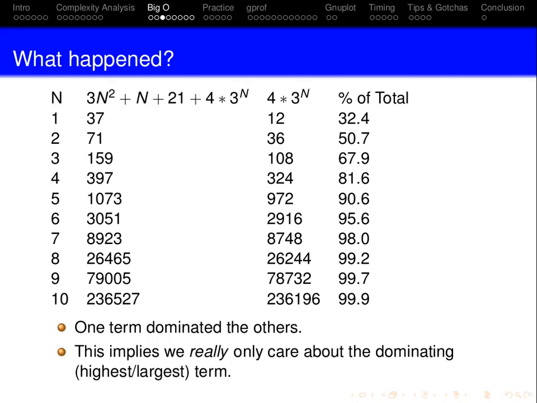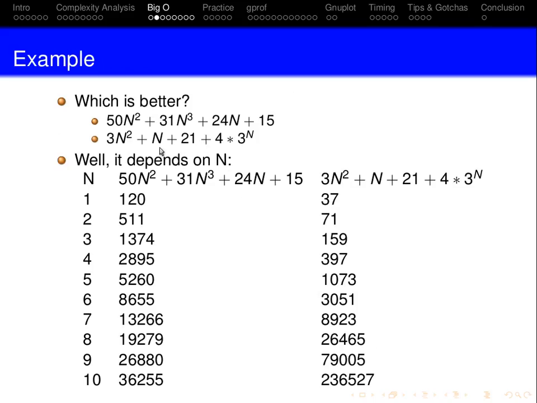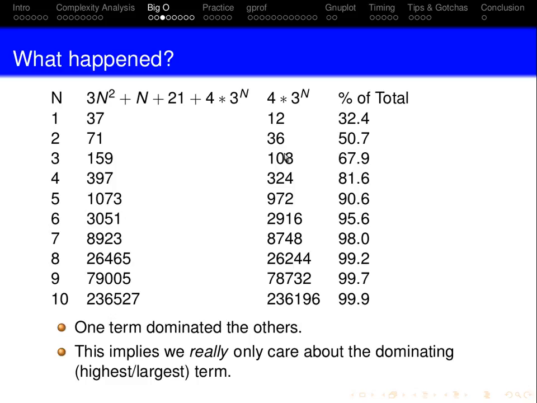Real quick, just to make sure why this is the case. When it comes down to it, in general, one term is going to dominate the other terms. Notice on the second one, I'm only taking 4 times 3 to the n. I'm only using that term, and I'm completely cutting out the rest. So I'm going to compare that whole value versus just this term right here.